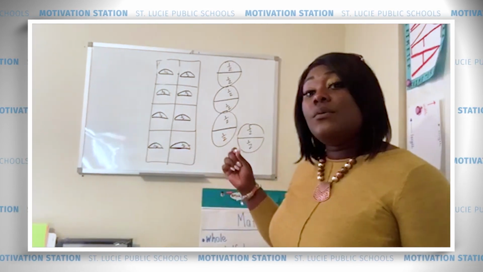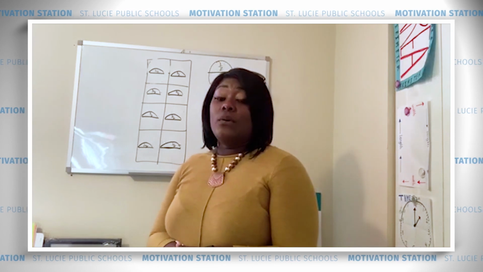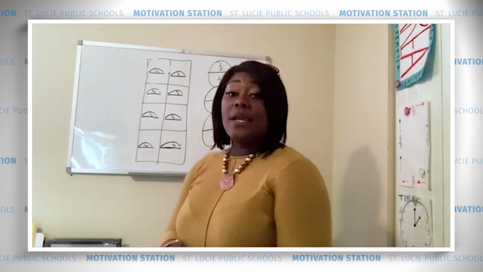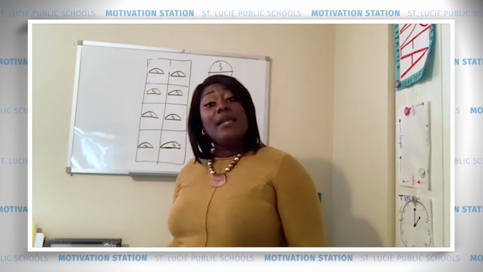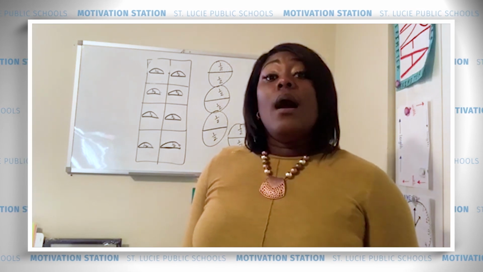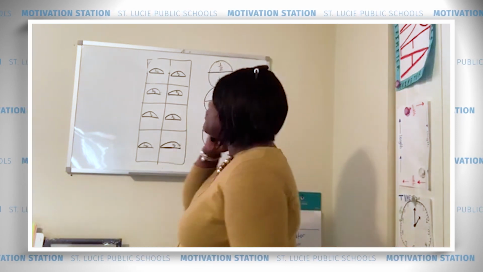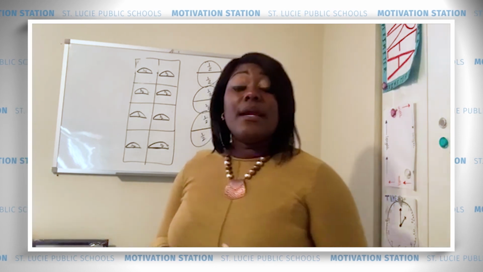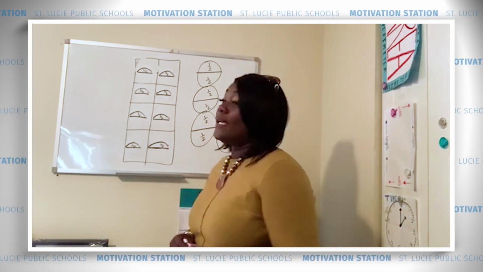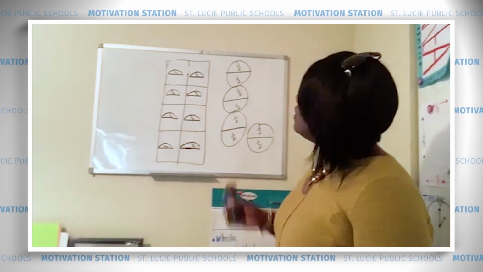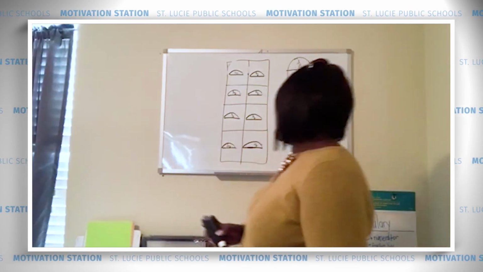So let's review before we do six cookies being shared with eight people. If I'm sharing one cookie with eight people, I can take that one cookie and break it into eight parts. And each person will get 1/8 of a cookie. If I'm sharing three cookies with eight people, I can break those three cookies up into eight parts, and everybody gets 3/8 of a cookie. But if I have four cookies that I'm sharing with eight people, I can break each of those cookies in half, and everyone gets 1/2 of a cookie. What if I am sharing 6 cookies with 8 people?